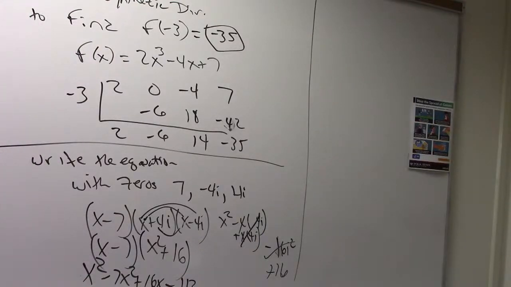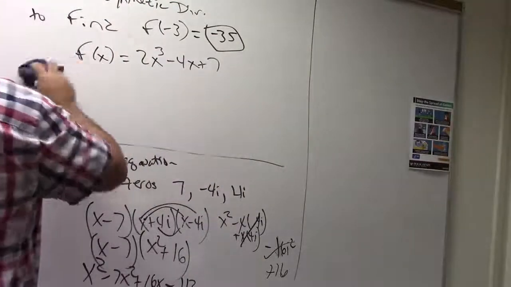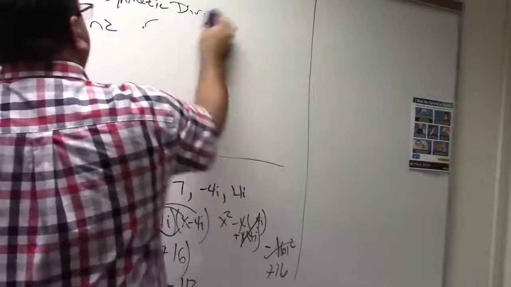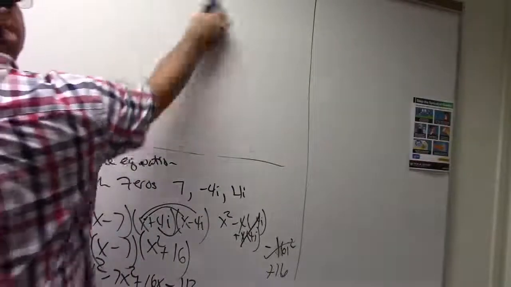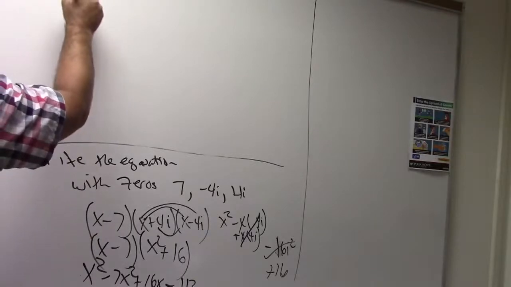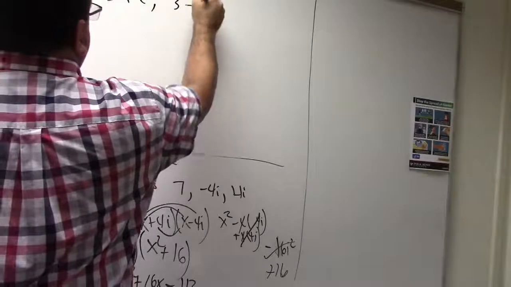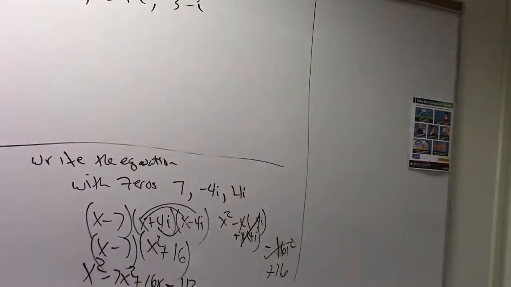Sound good? Can you go next level? Yeah. Let's try next level. Same idea, next level thinking though. Here we go. We're going to say zeros are 6, 3 plus i, 3 minus i. That's next level.